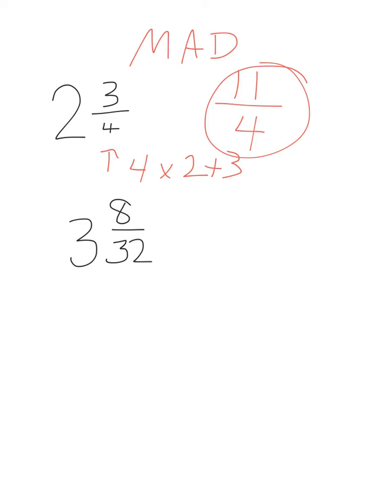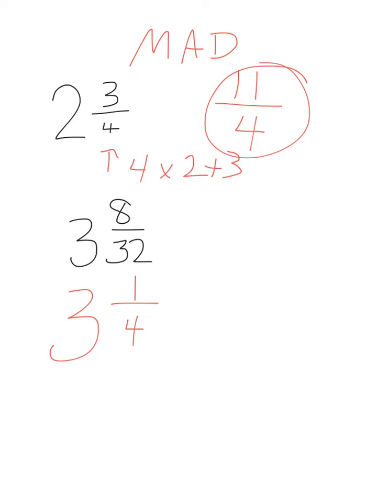All right, let's look at my second example. In this example, the 8/32 does simplify. 8 and 32 can both be divided by 8. So I'm going to change this to 3 and I'm ready to simplify that fraction. 8 divided by 8 is 1. 32 divided by 8 is 4.